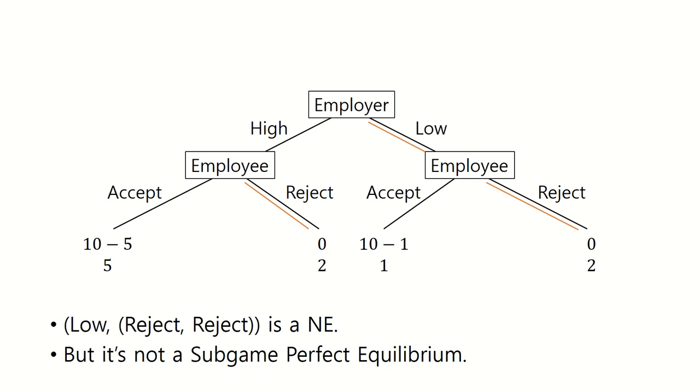But still, we think that something is wrong in this equilibrium, right? The first one is a bit reasonable: the employer offers high wage, the employee accepts it, so everybody is happy. But in this equilibrium, something is wrong. The employer offers low wage, the employee rejects it, and neither of them is happy. So what's wrong with it? It's a Nash equilibrium, but it's not a subgame perfect Nash equilibrium.